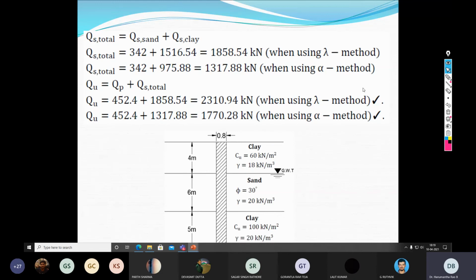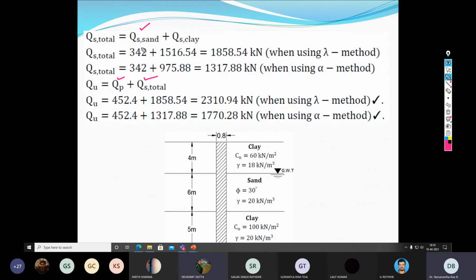Okay, so now let us come to the conclusion. The total pile capacity QU is nothing but end bearing plus skin friction. Now end bearing is a single value, that is 452.4, but skin friction is the summation of sand plus clay.